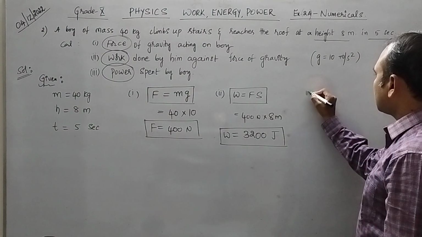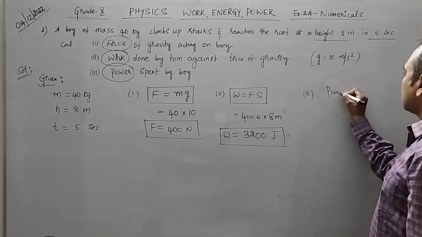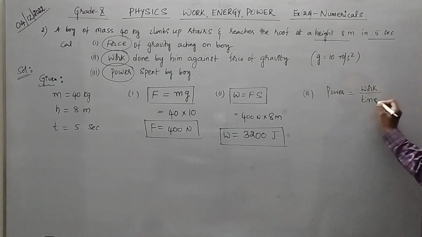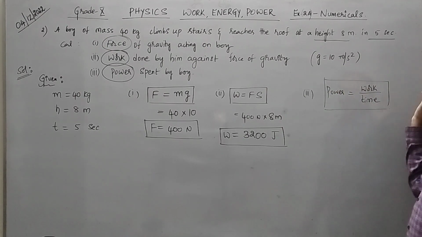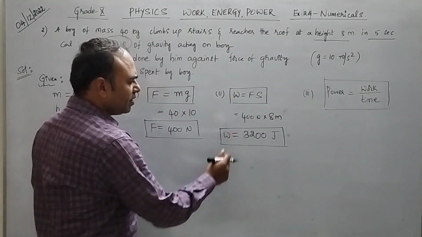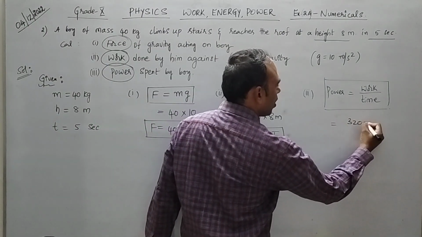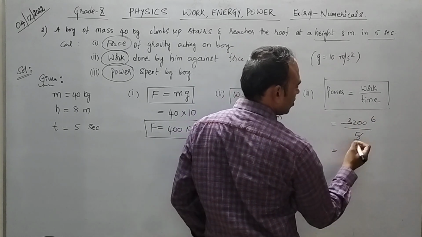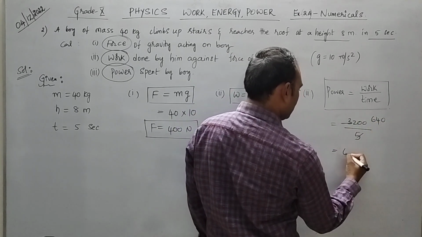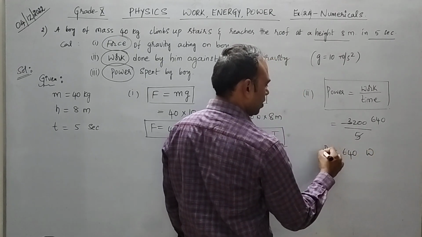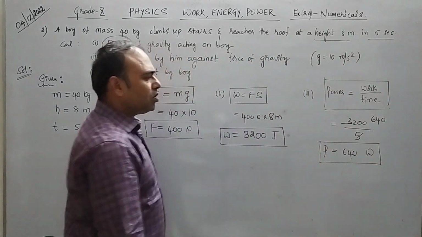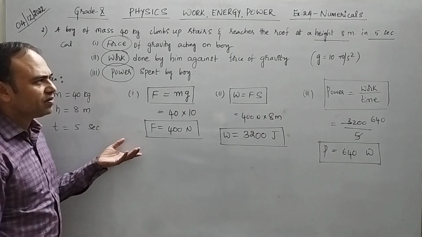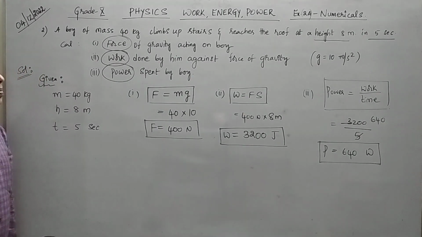Now the third one, they are asking power, nothing but work by time, W by T. So what is work? 3200 joule and time is 5 seconds. If you calculate, 640 watt. We all know about the formula and unit, hence I have just substituted and got the answer. Hope you have understood this. Now let us move to question number 3.